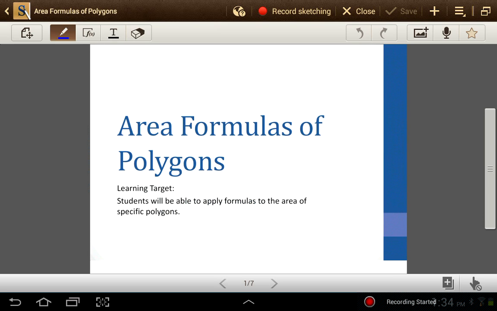I'm going to go over our video today, which is the area formulas of some polygons. Specifically, we will be talking about triangles and parallelograms today only. Your learning target for today is that you will be able to apply formulas to the area of specific polygons. And those polygons again are going to be triangles and parallelograms today.